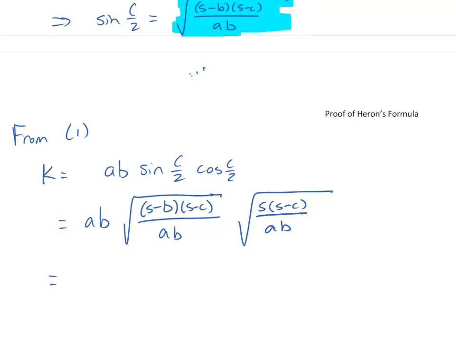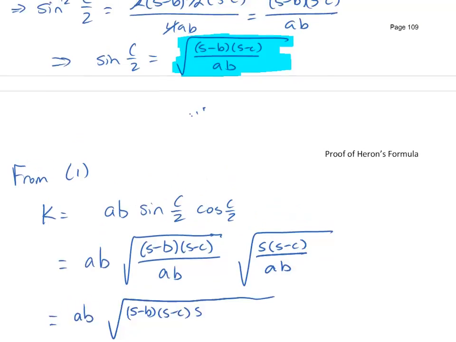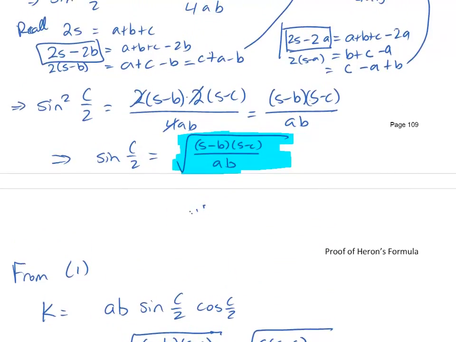So I can combine those together. ab, square root of one big radical is going to be s minus b, s minus c times s. Wait, I messed up somewhere. This should be a here. Got to fix that. I apologize. All right, a good lecturer online would go back and fix that whole video, but I don't want to re-record it all. So from page 109 in your notes, go back and change this c to an a.